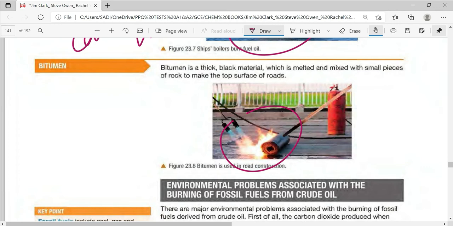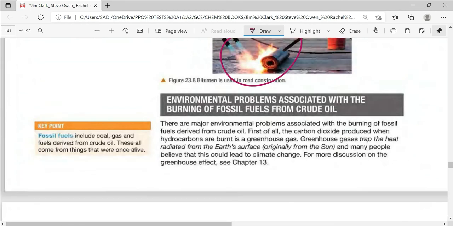It's a very viscous one. If you see a road construction going on, you will see that they're spreading some black liquid on it. So bitumen is a thick black material which is melted and mixed with small pieces of rocks to make the top surface of the roads. Are we clear? Yes, sir.